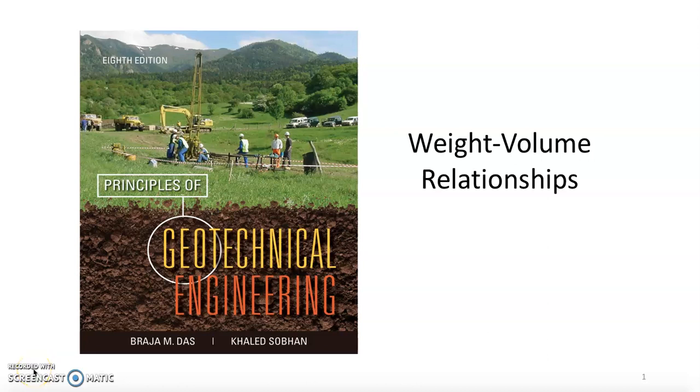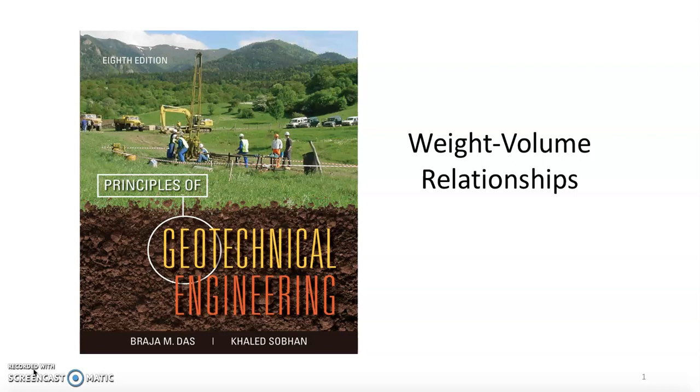Okay, hello everyone. Our discussion for today is on weight and volume relationships. Of course, in our previous years, we have studied how soil was formed through our geology. Where does it form? What were the grain sizes? So it was studied in geology. Now we move on to soil mechanics, where we're going to study properties of soil.